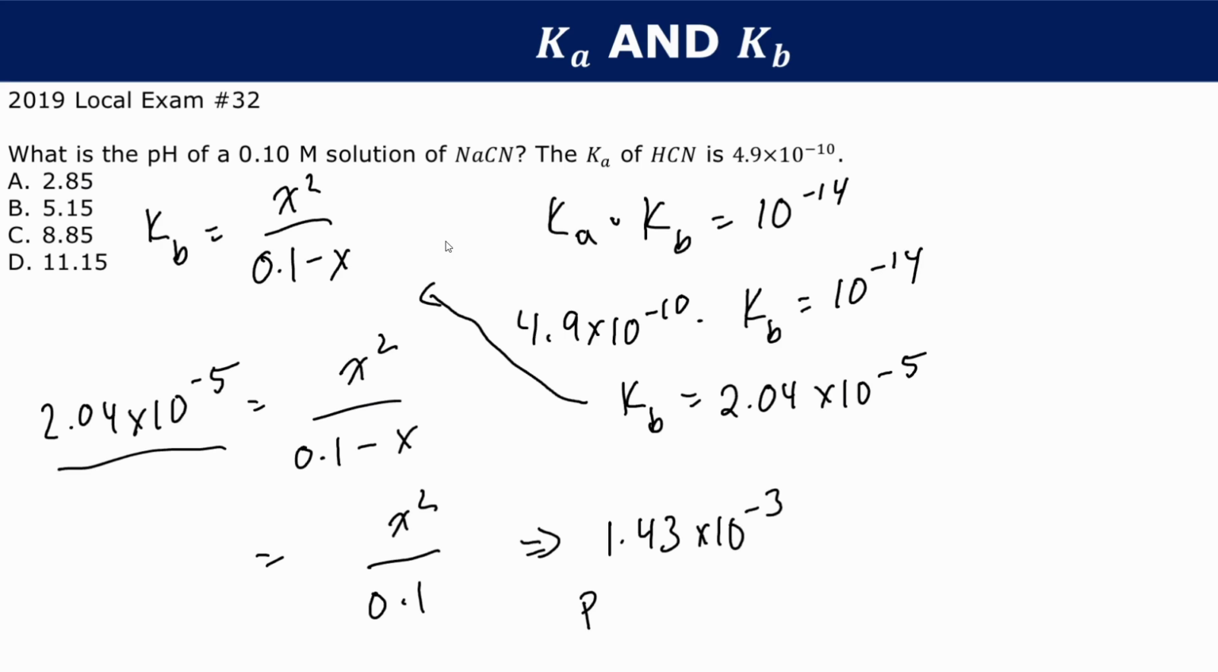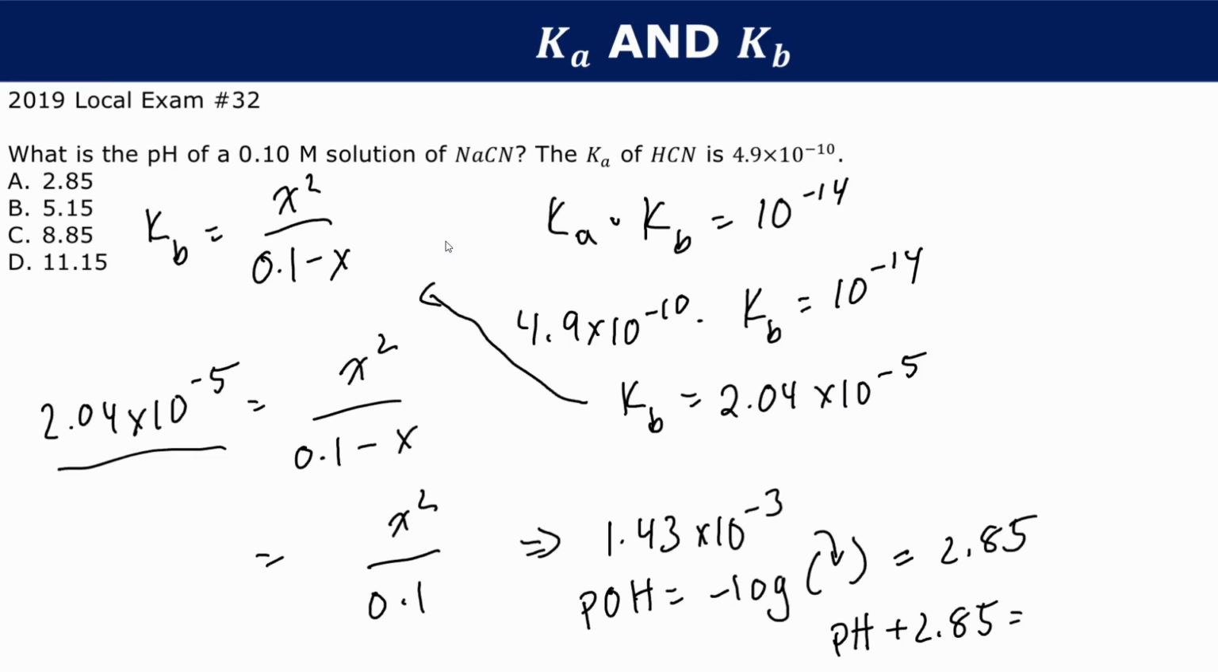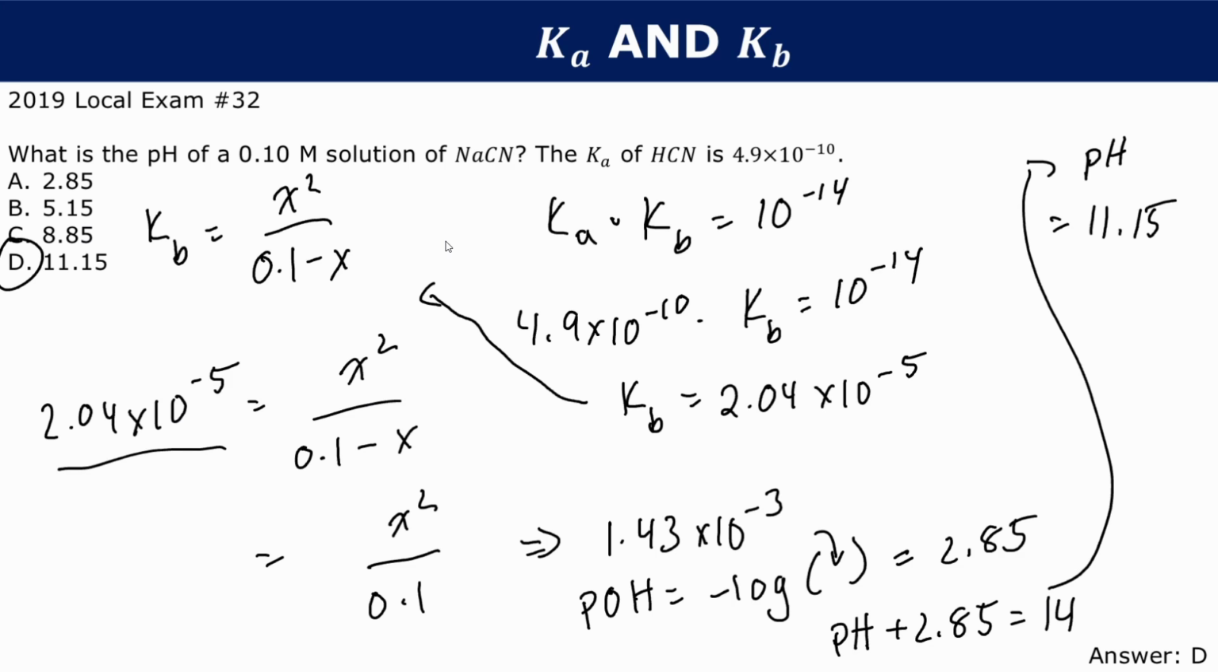So if we were to find pOH, that's going to be the negative log of this number right here. That's going to be about 2.85. And using this, we can find our pH. So if we take pH and we add 2.85, that's going to be 14. And so pH is just going to be 14 minus that little value. So 14 minus 2.85 is going to be 11.15, which is answer choice D. And that is the right answer.